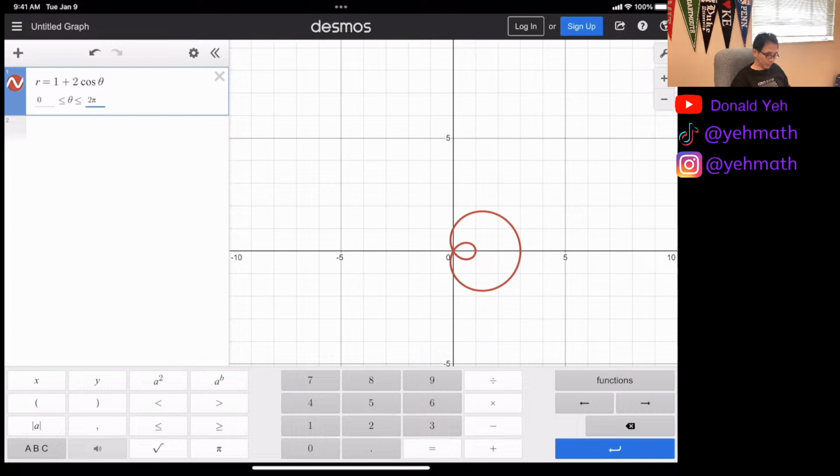Set r equal to 0 and solve for the zeros. That's how you do it. Just trust me, take my word for it.